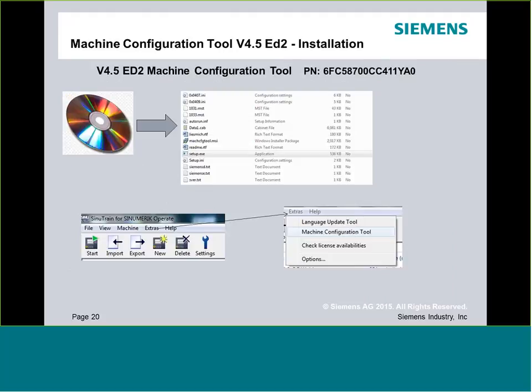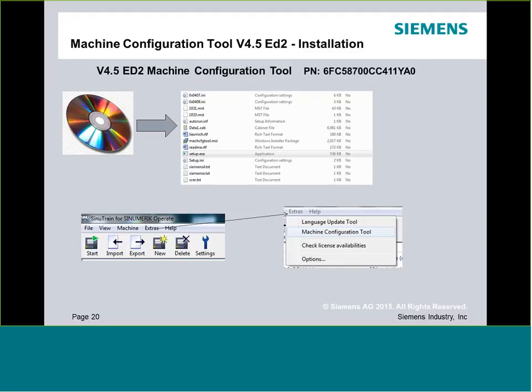Okay. Now, additionally, we did mention the machine configuration tool. I'm going to show you what that does a little later in the webinar, but while we're talking about installing software, I just wanted to talk about it briefly. So if you do end up purchasing the machine configuration tool, it will be sent to you as a separate piece of software. So it's a function that actually works within Sinutrain, but has to be installed to get the option. So you're going to get the physical CD.